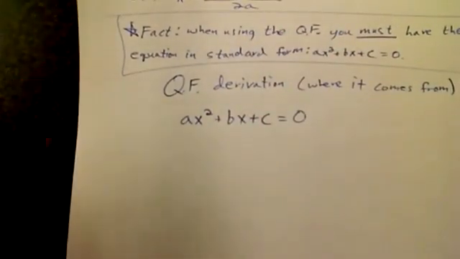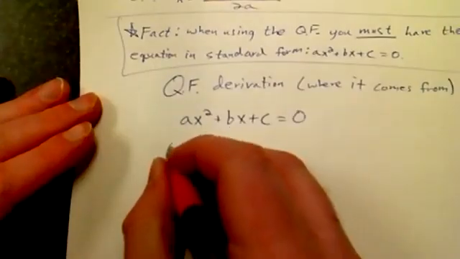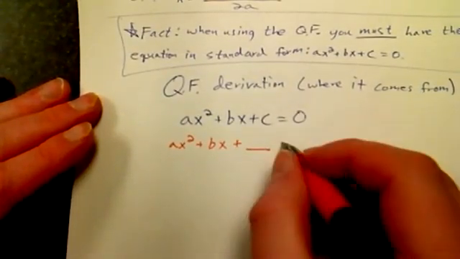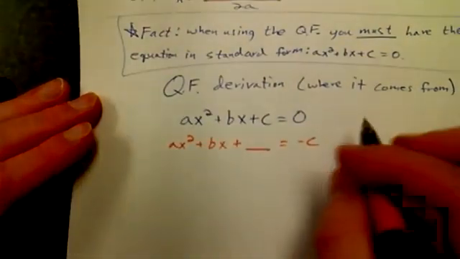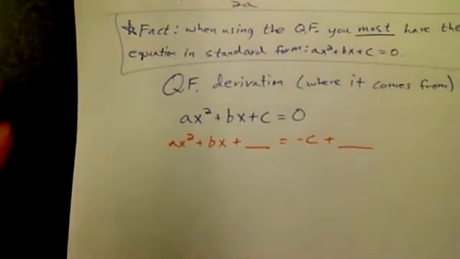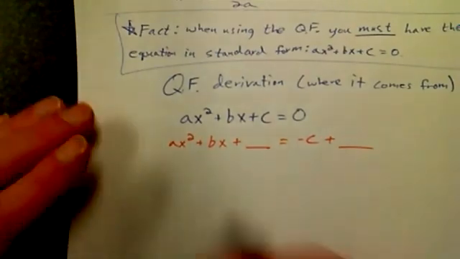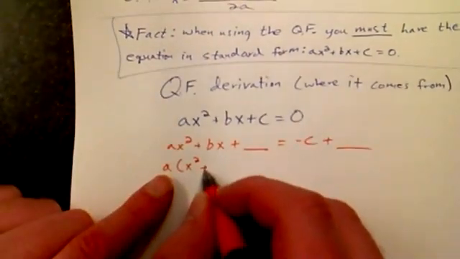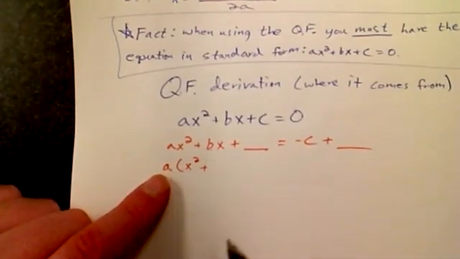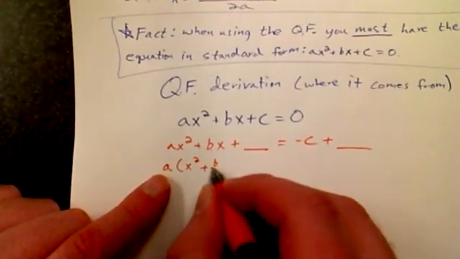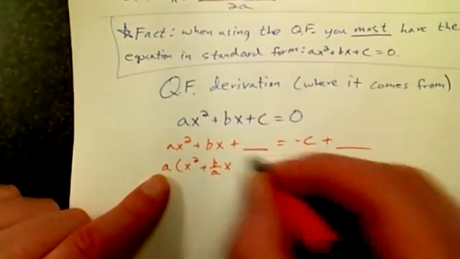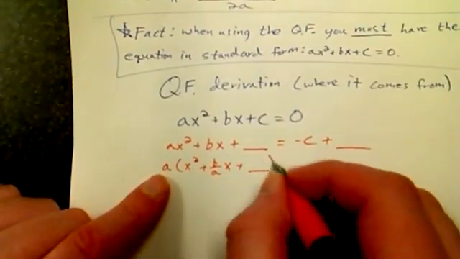Well, I'm going to start with the standard form, and I'm going to set it up to complete the square, just like we did in the previous problems where I put the blanks in. I know this has to have coefficient 1, so I'll factor out an a. Now, what times a is b? Well, that's b over a. So we have b over a times x plus blank.